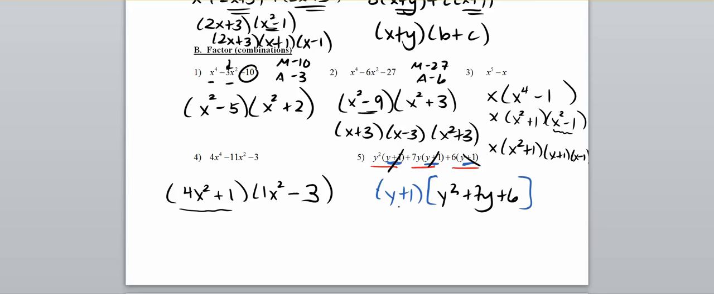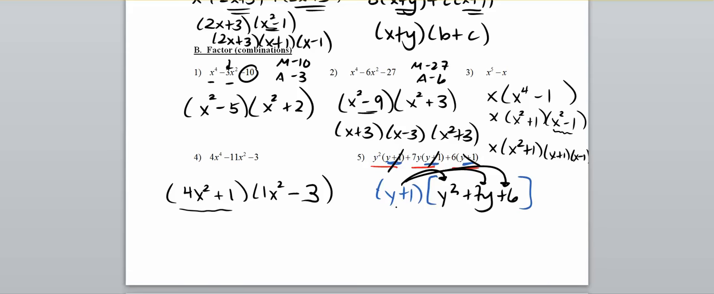Now, some people get confused. They want to pull out 3 of these. I don't want to pull out 3, I want to pull out 1. But if you distribute, y plus 1 times this term, y plus 1 times this term, and y plus 1 times this term is going to get me what I started with. So this truly is the correct way of factoring this.